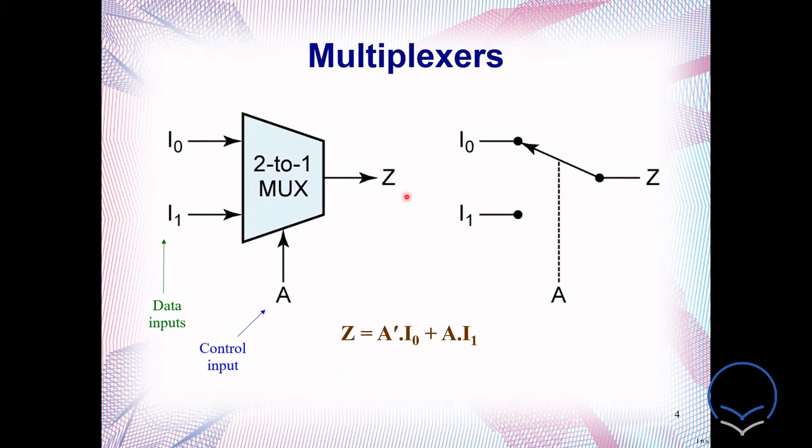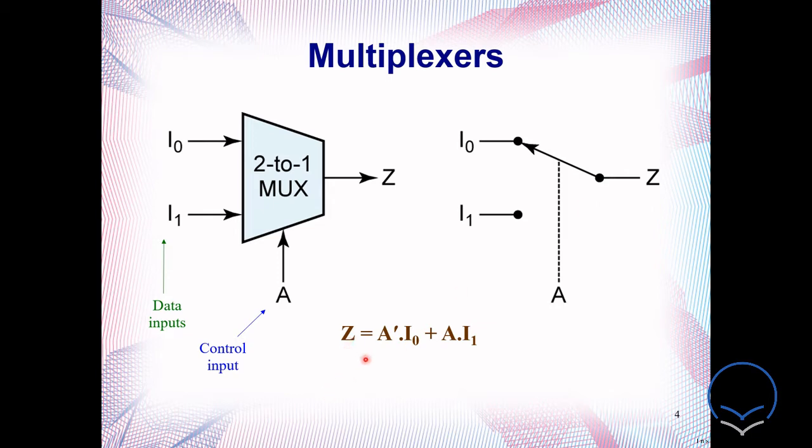If we look at Z, we have two combinations, since A could be either 0 or 1. A single bit has two combinations, 0 and 1. When A equals 0, it is actually A prime, so it selects I0 to Z. That means the 0 input goes to Z. When A equals 1, it selects I1 to Z. So it selects I0 to Z or I1 to Z.